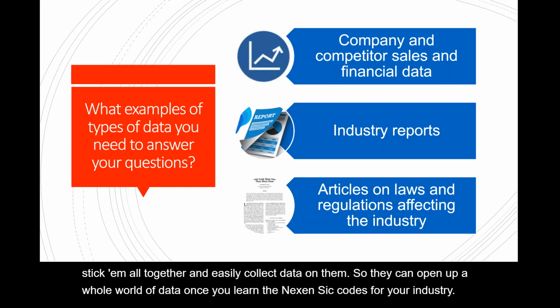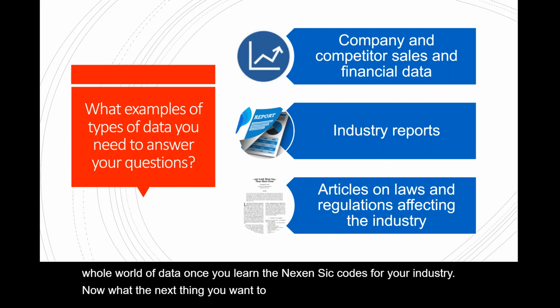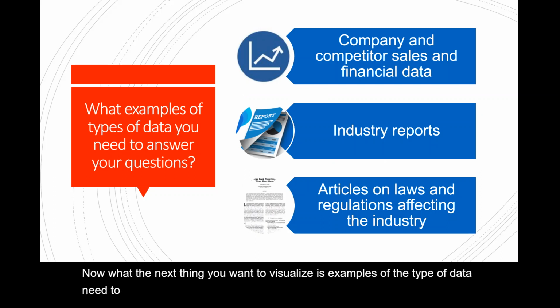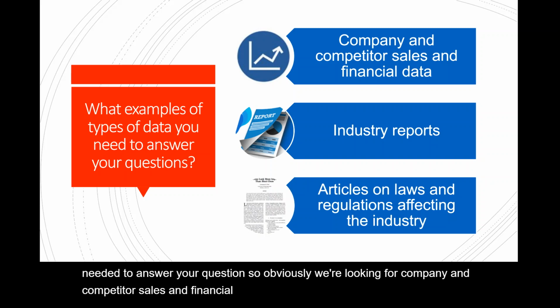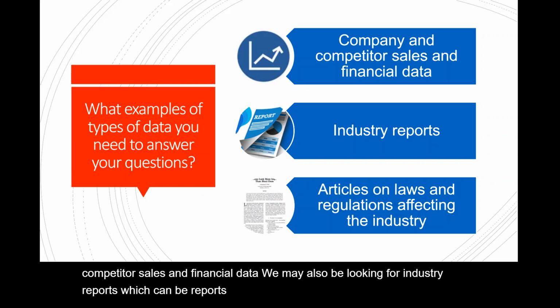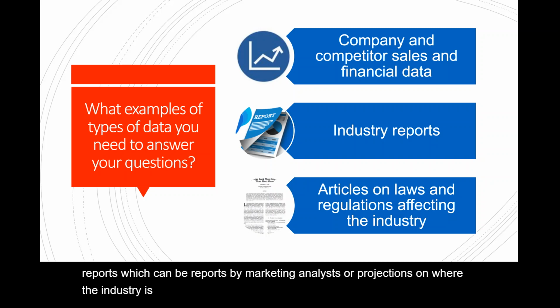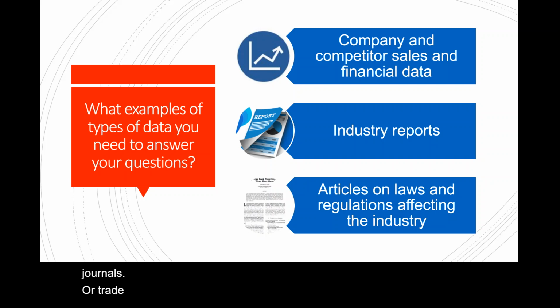Now, the next thing you want to visualize is examples of the type of data you need to answer your question. So obviously, we're looking for company and competitor sales and financial data. We may also be looking for industry reports, which can be reports by marketing analysts or projections on where the industry is headed. And then you'll be looking for articles in magazines or journals or trade publications about laws or regulations or other factors that might affect the industry.